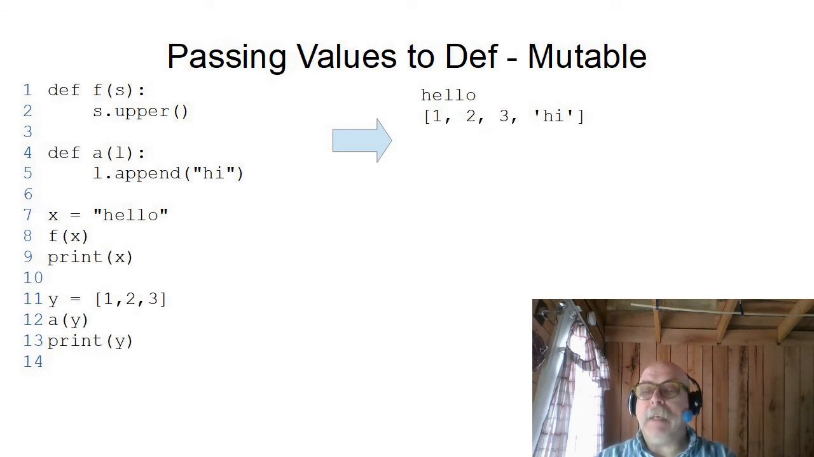Look though on lines 11, 12, 13, where we have the list y. We pass the list y to the definition appended high to the list L, which is a different variable, but it's the same list because we passed it by reference. And you can see that, yes, in fact, on line 13, outside the definition, the list now contains the string high. So again, it's a little funny, but once you get into it, you'll understand. It'll make a lot more sense as you program some more.